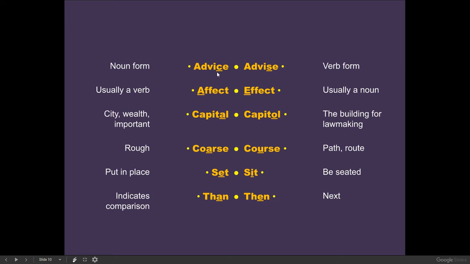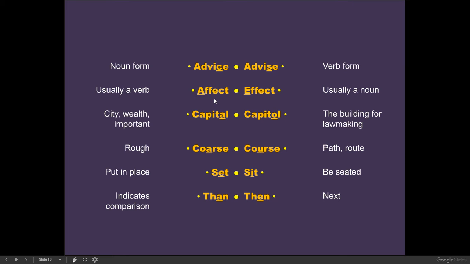Advice is a noun. You are offering advice to someone. This is the verb. You are advising someone to stay quiet. Okay, so this is a tricky one. Affect is a verb. So you affect my heart when you tell me you love me.